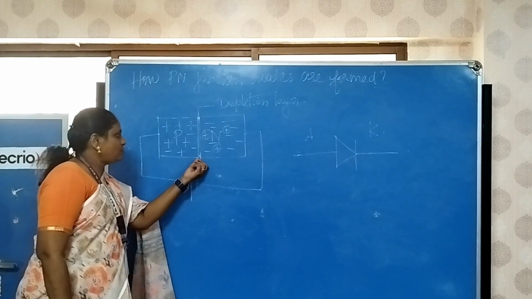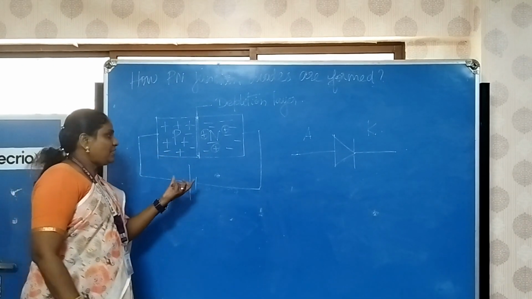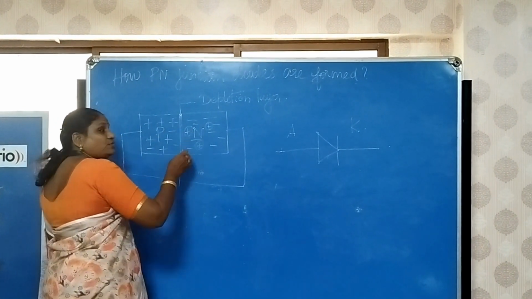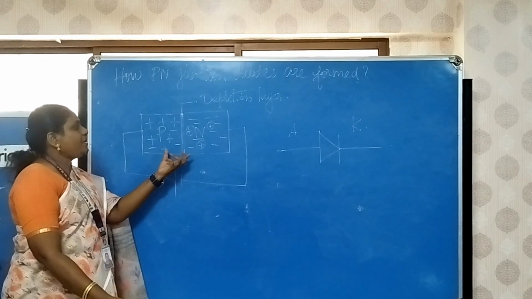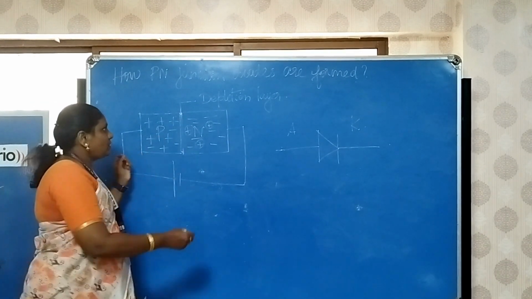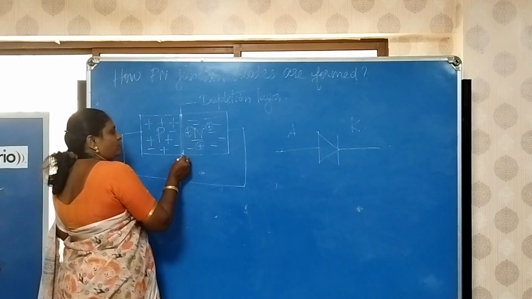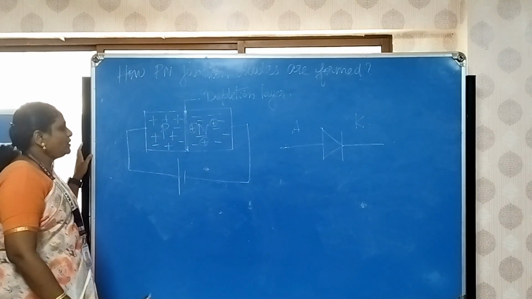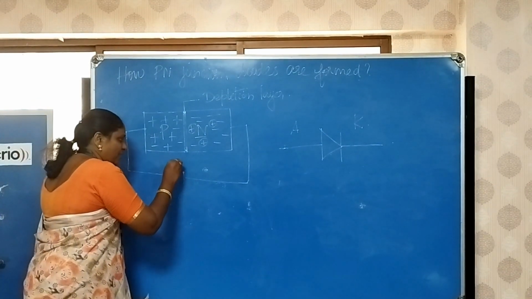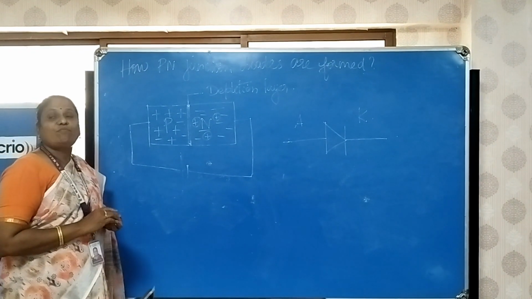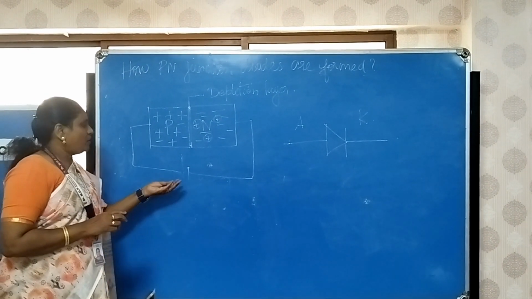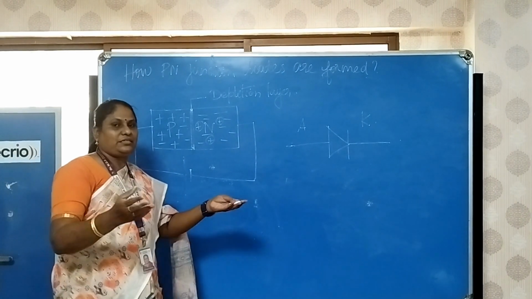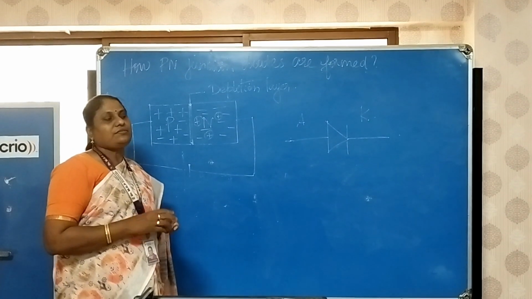If the width of the depletion layer increases, the conduction between the P-type and N-type will be less, so there will not be any conduction. If the width of the depletion layer decreases, the conduction will be more. So how can it be found out? In a PN junction diode, biasing has to take place. It is divided into two methods: one is forward bias and another one is reverse bias.